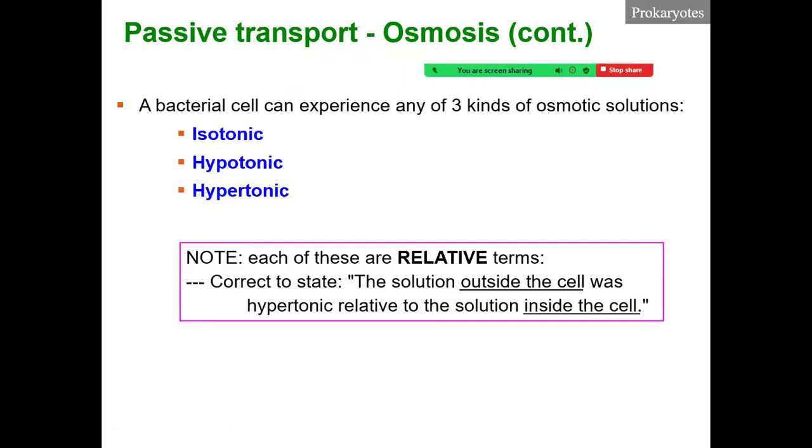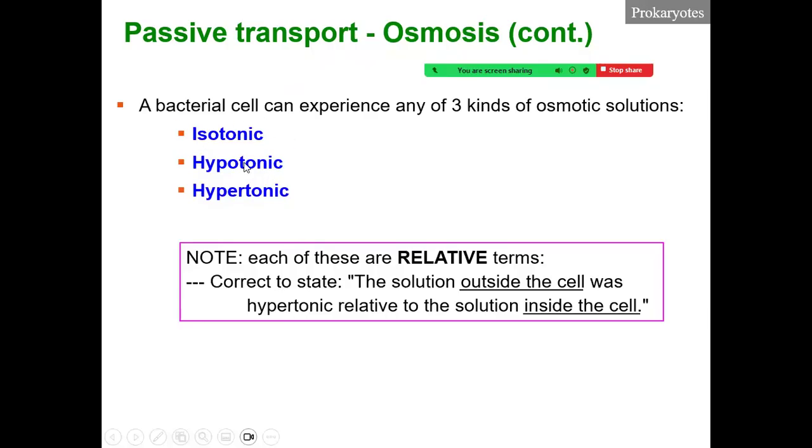A bacterial cell can experience three kinds of osmotic solutions: a cell in isotonic solution, a cell in hypotonic solution, and a cell in hypertonic solution. These are relative terms, so it's correct to state the solution outside the cell was hypertonic relative to the solution inside the cell. Any question about any of that?